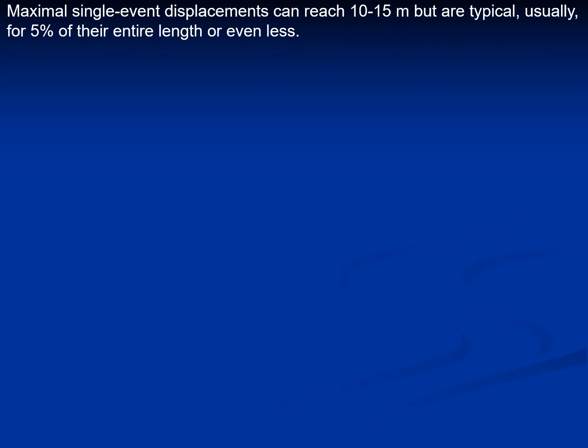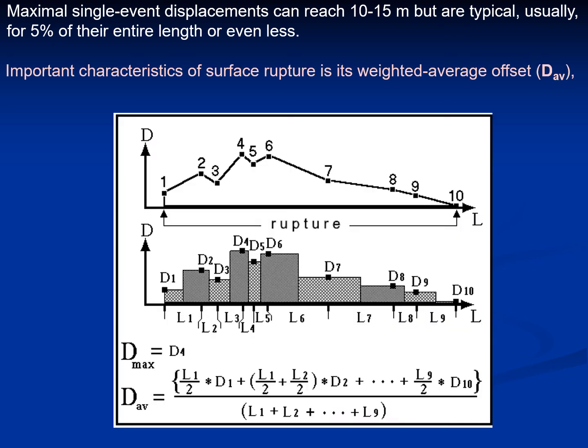Maximal single event displacement at the largest earthquakes can reach 10-15 meters, but it is typical usually for a small part of the entire length, usually less than 5% of it. Another important characteristic of surface rupture is its weighted average offset, the average. And here you can see the plot demonstrating how to calculate it.